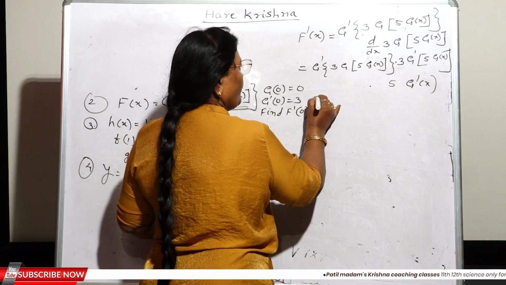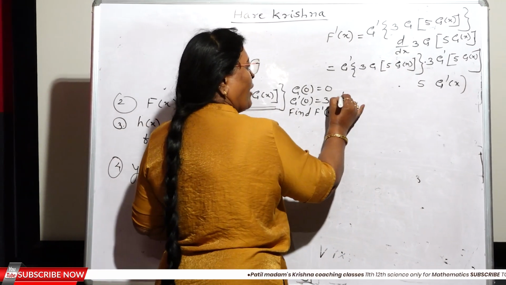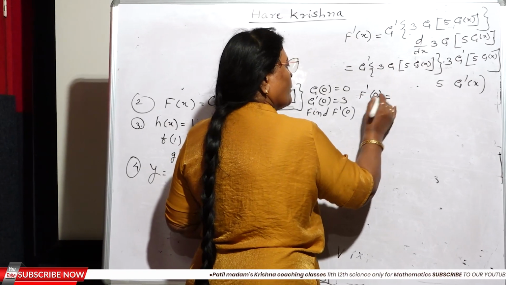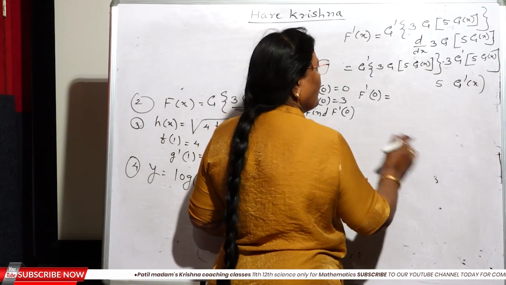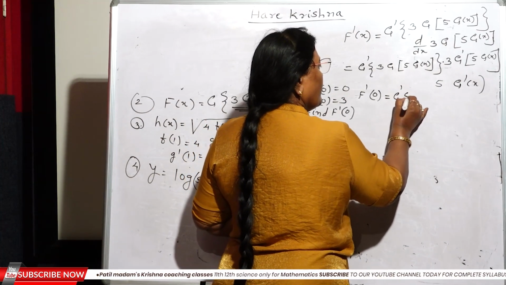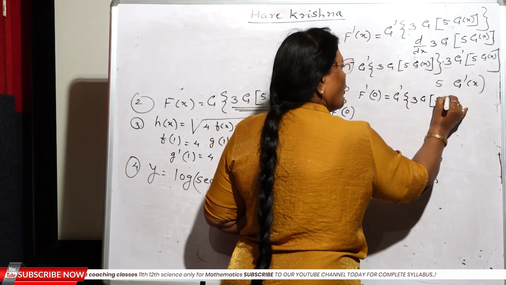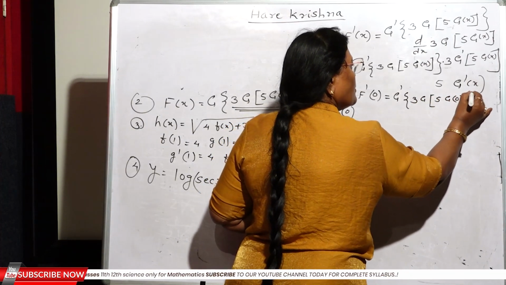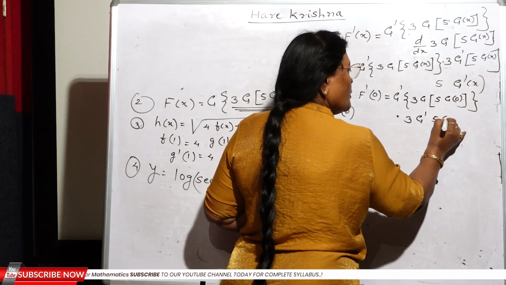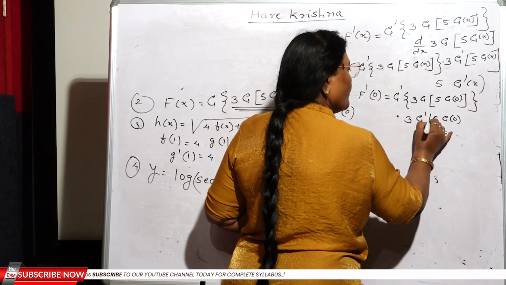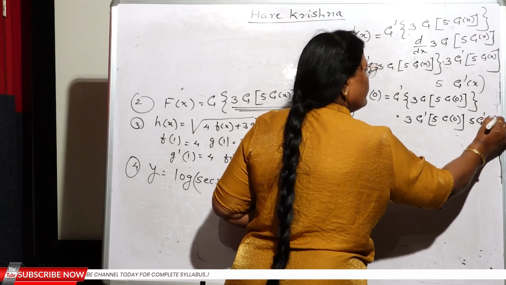See, we want to find out f dash 0. Therefore, f dash 0 is equal to, means x you have to replace with 0. What do you have to replace x with everywhere? With 0. Here g dash in bracket 3 g, again 5 g of 0, bracket close, into 3 g dash, 5 g of 0, bracket closed, 5 g dash 0, right?